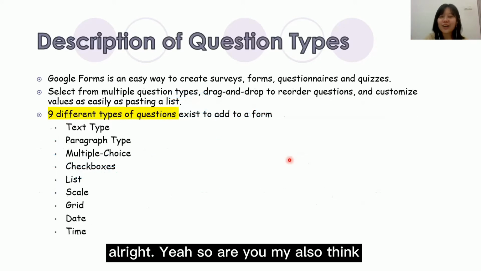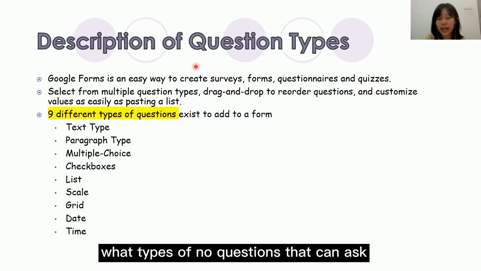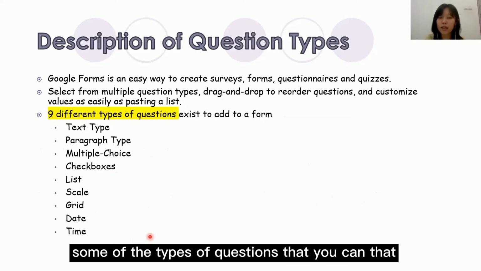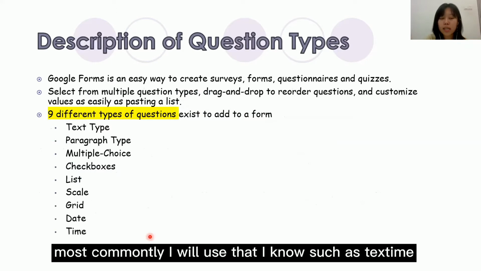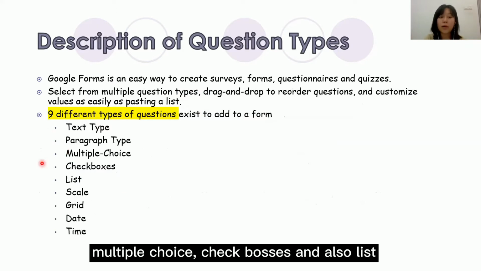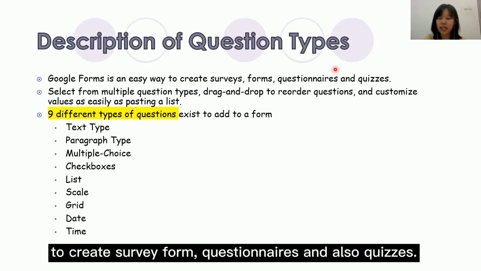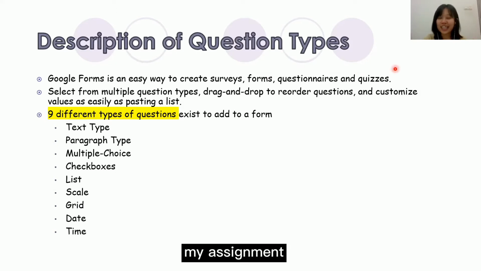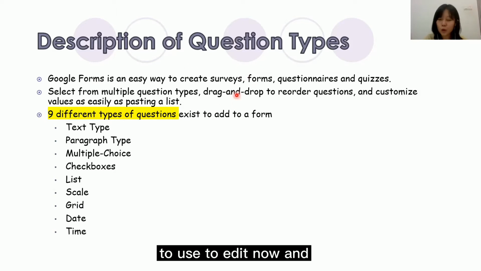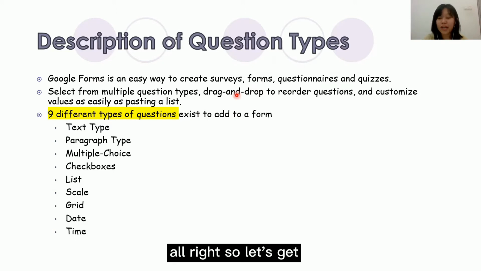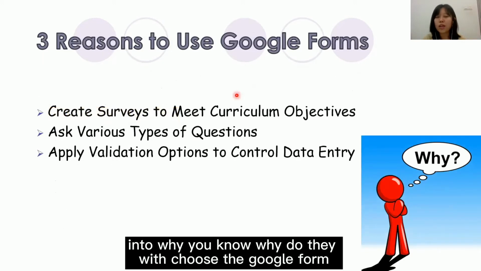You might also think about what types of questions you can ask in Google Forms. Here are some of the types of questions that we can ask. Most commonly I use text type, multiple choice, checkboxes, and list. Google Form is a very easy tool to create surveys, forms, question asks, and also quizzes. In my recent assignment, we used Google Forms to create surveys, and I can tell that it is a very easy tool to edit and to view respondents' responses, and it's very useful.